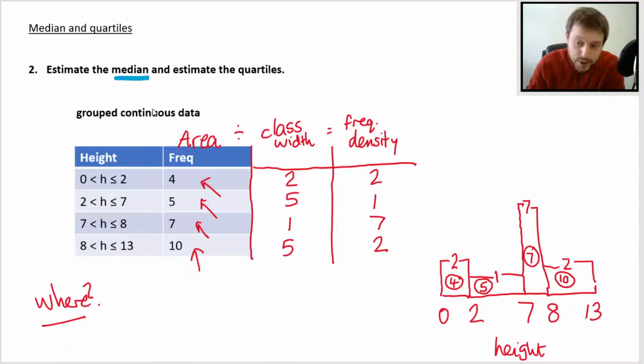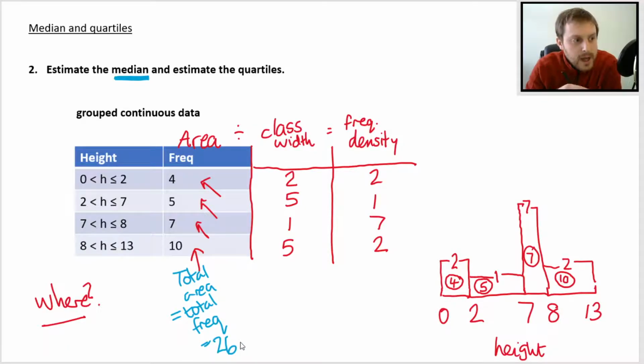So what you want is you want to shade in from the left half the total area. That might be about there. I don't know, I'm just guessing right now. And then if I shade that in and it's half the area, then this number here would be my estimate of the median. Now that's not a very good guess, because I can be a little bit more precise. First of all, the total area is the total frequency, which is 26. So we actually want to shade an area of 13 from the left, right?